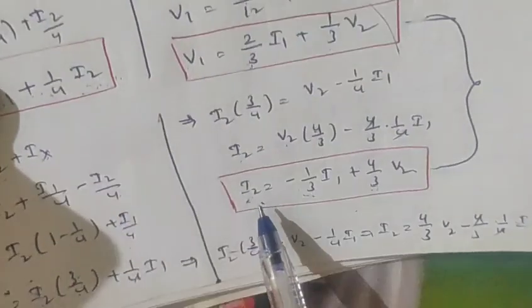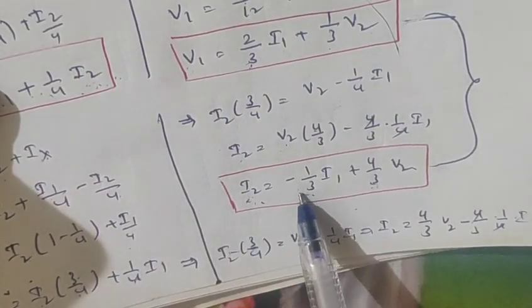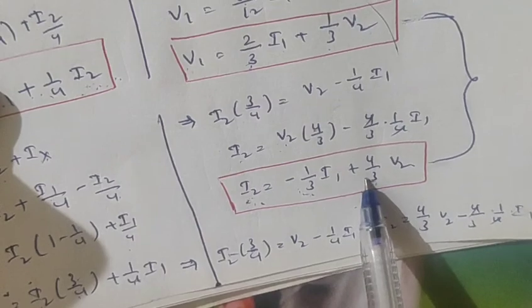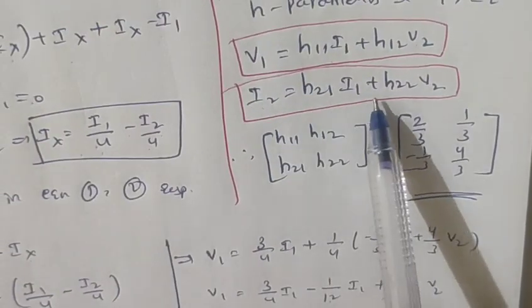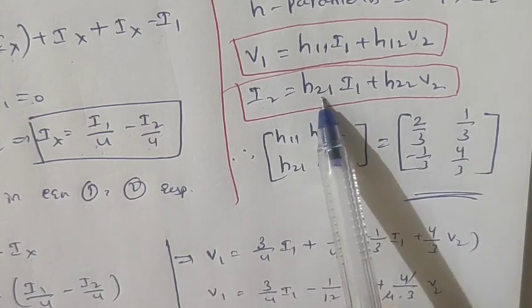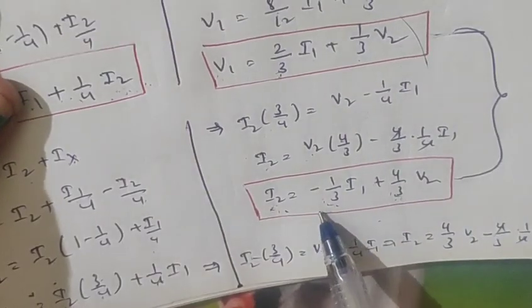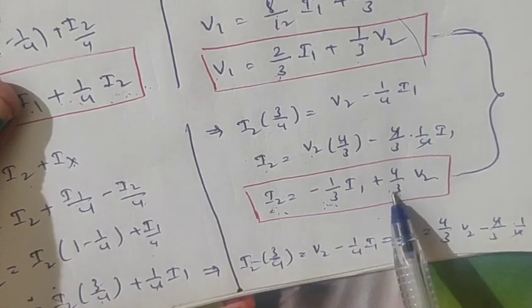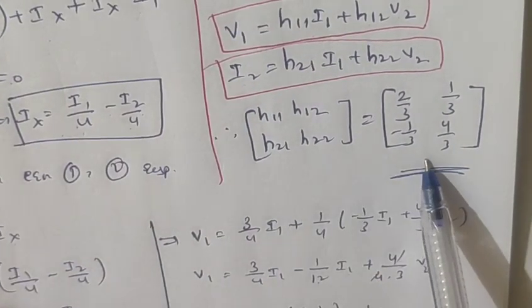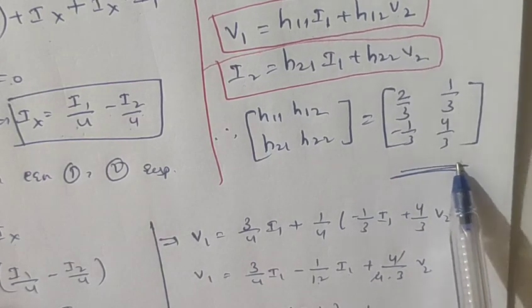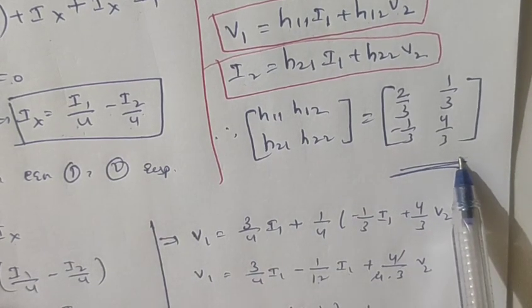Similarly, compare the second equation. I2 is equal to H21 I1 plus H22 V2. So I2 is equal to H21 I1 plus H22 V2. Therefore, H21 is your minus 1 by 3 value, and H22 is your 4 by 3. So in this way we have to find the hybrid parameter equation for a given network. Okay, thank you.